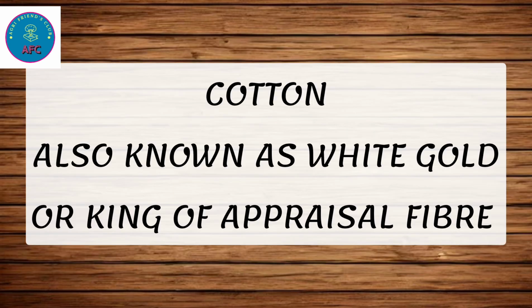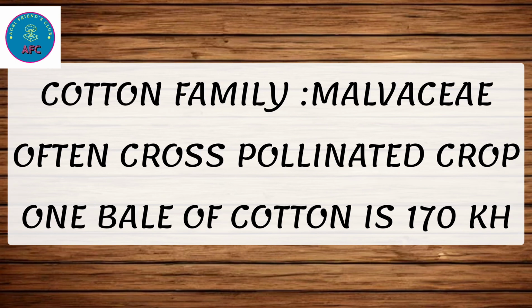Next, talking about the crop cotton. Cotton is also known as white gold or king of apparel fiber. Cotton belongs to the family Malvaceae and it is often cross-pollinated crop. One bale of cotton is 170 kg. This was all about the crop cotton and jute.